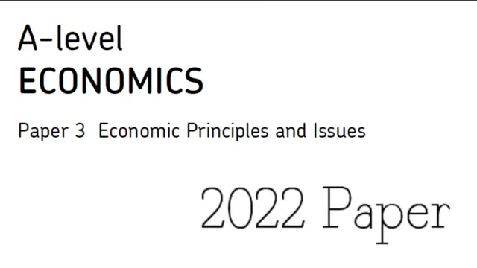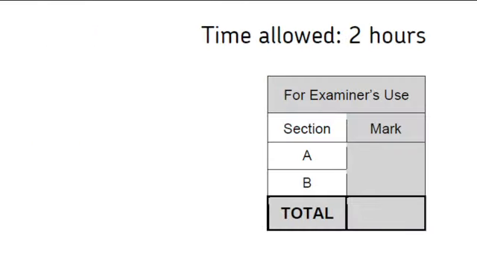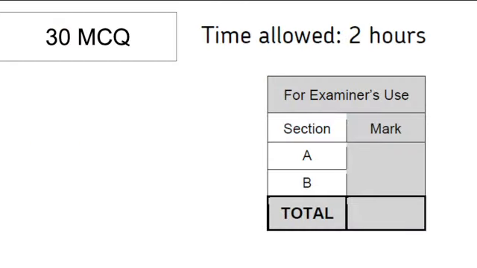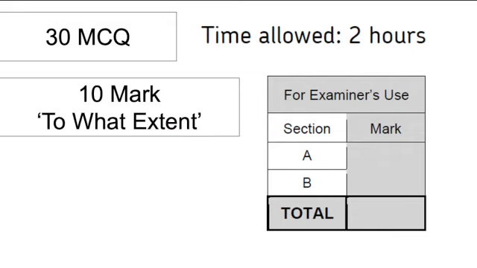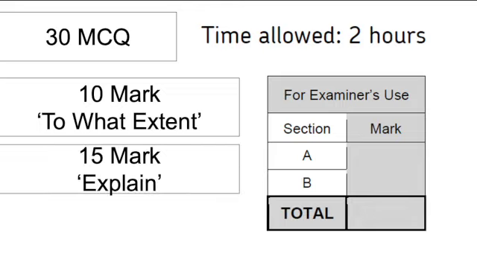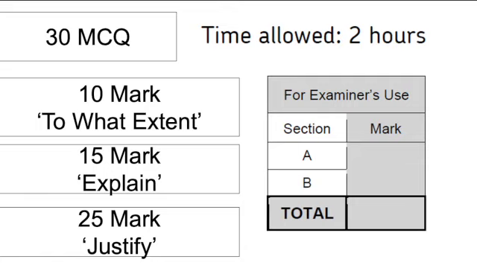This video is for A-level economics and it's giving advice on the AQA Paper 3, and this is going to be based on the 2022 paper. To begin with, I'm not going to be looking at the multiple choice. These videos are going to be based on the essay questions. So this video specifically is going to be looking at the 10 marker, to what extent, and there's going to be a couple more videos looking at the 15 marker and the 25 marker justify question.